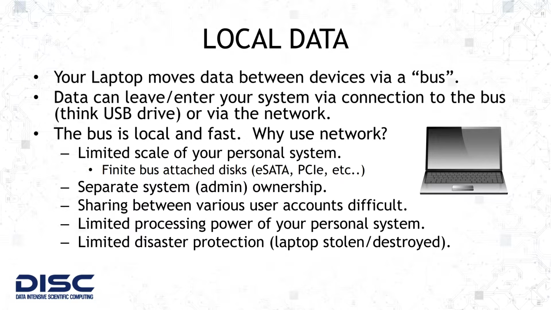All of that data flows through a bus on your system and shares data between all the devices that are connected to that system. This bus is local and it's fast, faster than a network and typically more reliable than an exterior network. So why use the network at all? Well, there are limitations of local data on your device.